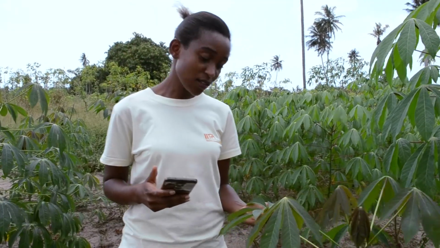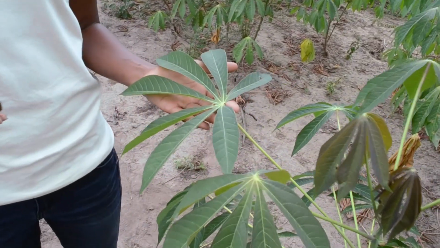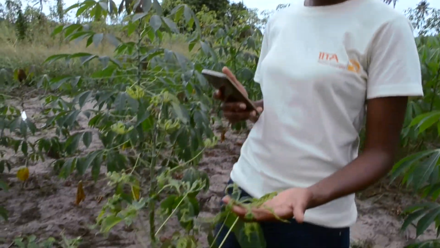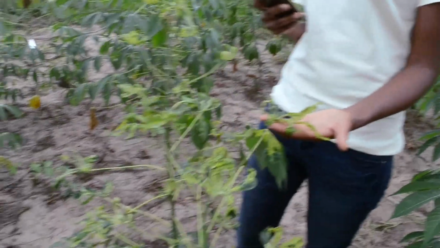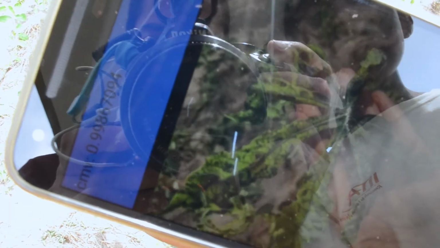Here we have a healthy looking plant. As you can see, the leaves are green and there is no kind of shape deformation. And on the other hand, we have an unhealthy plant. Let us see what the app can tell us. 99% CMD. Wow, that's great.